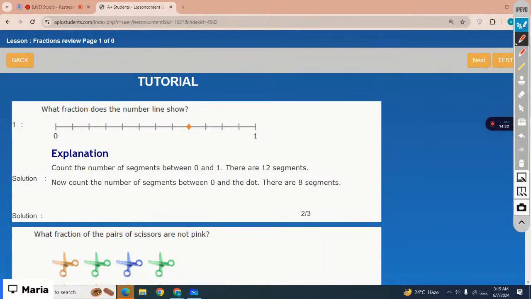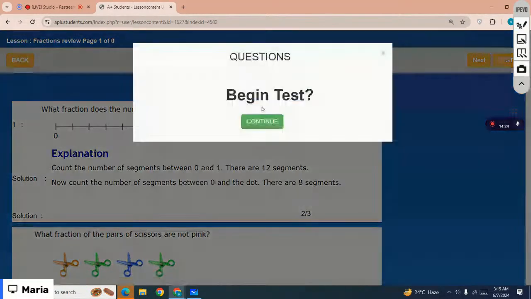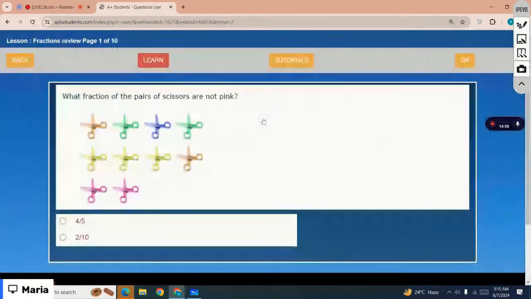Let's just start with the test questions. What fraction of the pairs of scissors are not pink?